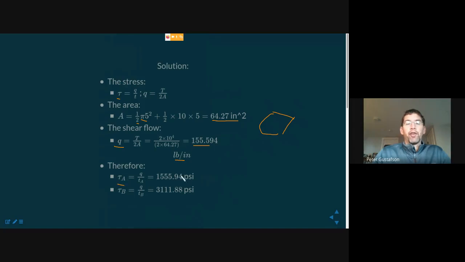So the shear stress in segment A over here is q over the thickness in that segment. And that works out to be 155. Notice the rounding here. I probably should round this a little bit more. It's not that precise, but this is what it is. The shear stress in segment B, because segment B is half as thick, is going to be twice as high. So 3,000 psi versus 1,555 psi, 3,100 psi.